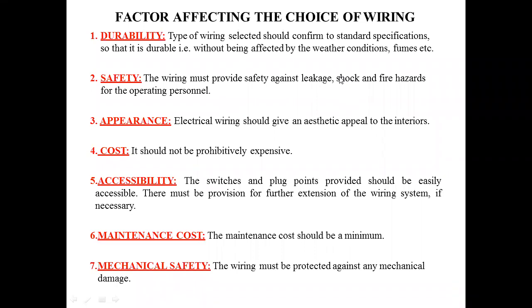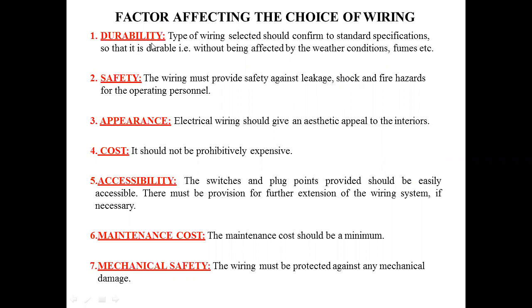Dear students, let us discuss a very important topic from our syllabus point of view. That is the factors affecting the choice of wiring. It means that if you want to select different types of wiring, what factors does it depend on? Some of the important parameters, seven parameters, are listed here. The first one is durability.